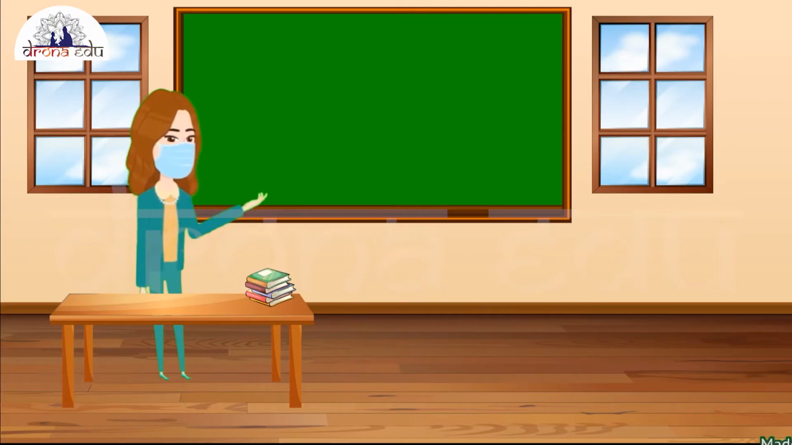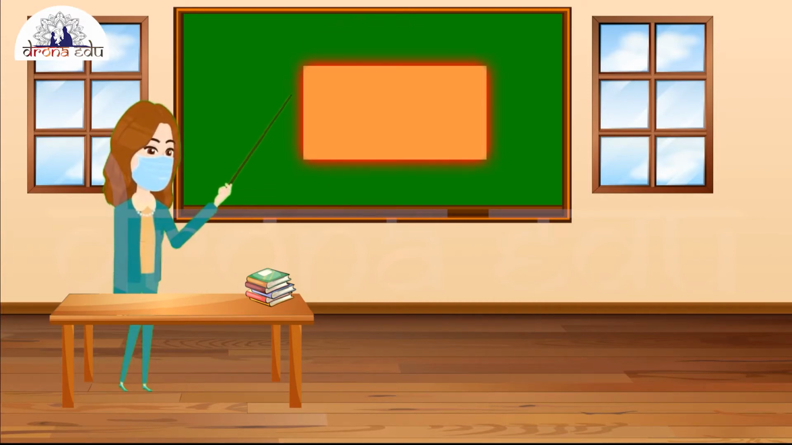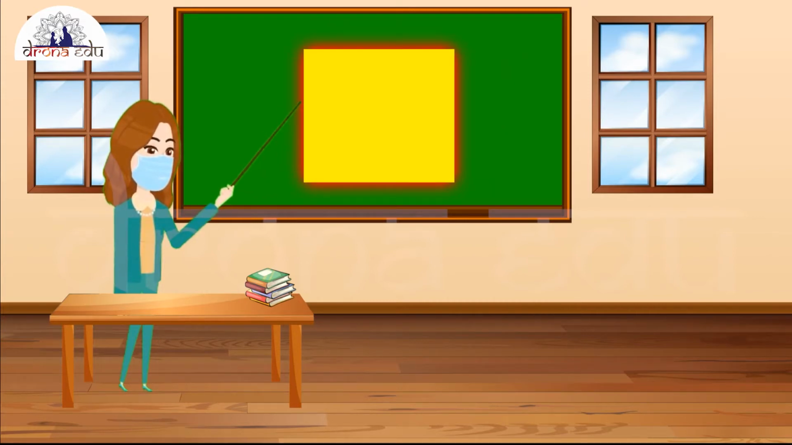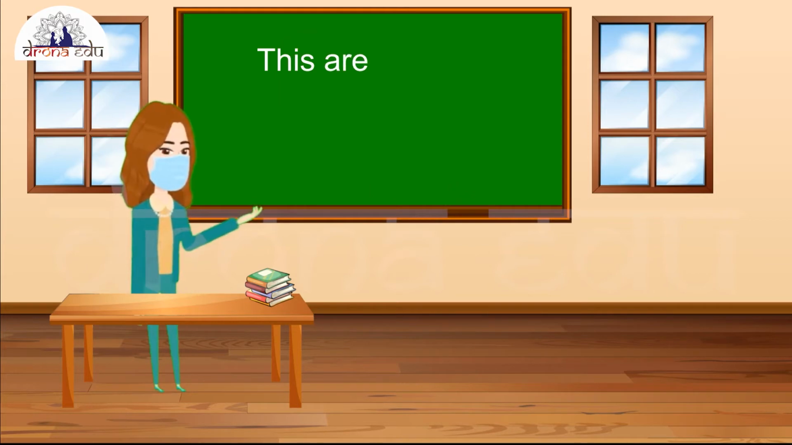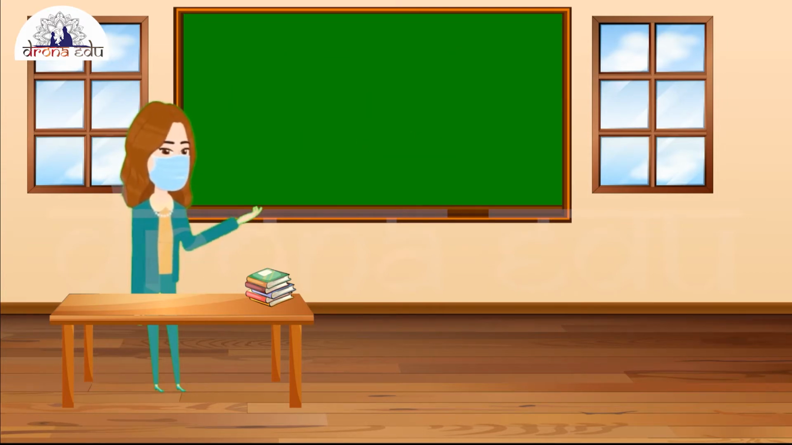We are familiar with a few shapes which we already studied in our previous classes. For example, you can see all these shapes. We call them circle, rectangle, triangle and square. These shapes are called two-dimensional shapes or plane figures.